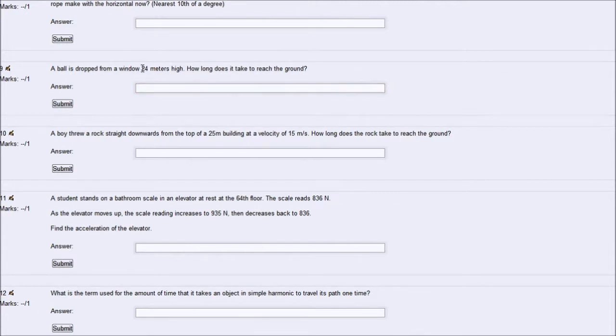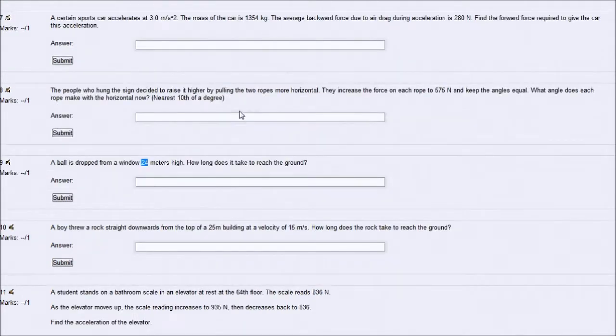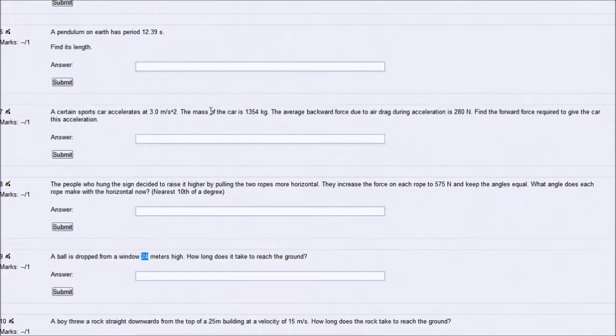But on these questions, the numbers are randomly selected every time the question is generated. On most of them. On some they aren't, for bizarre reasons. But this 3.0, your neighbor might have gotten 4.6. This 1354, your neighbor might have gotten 1276. Who knows? Okay? So the computer and Moodle, much like a calculator, can't do significant figures. So you won't always be able to rely on them.